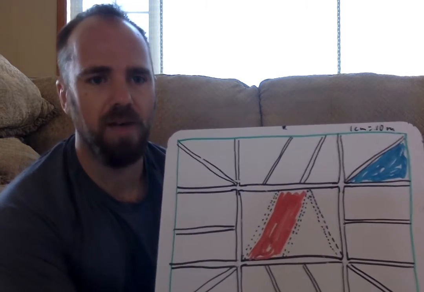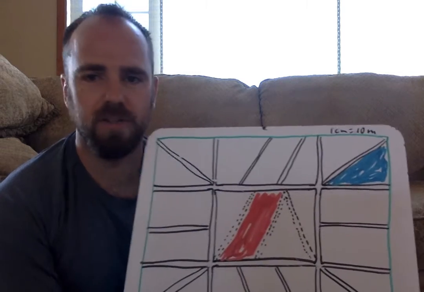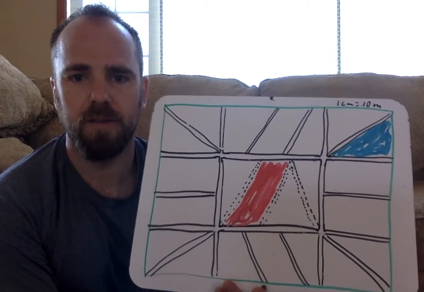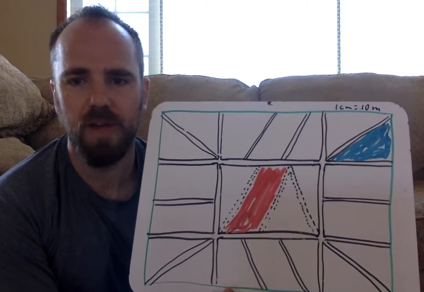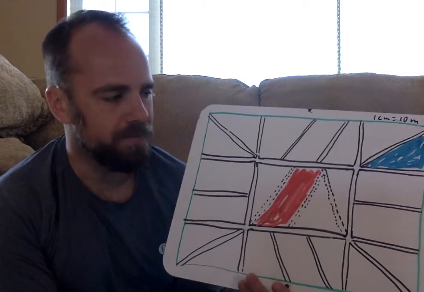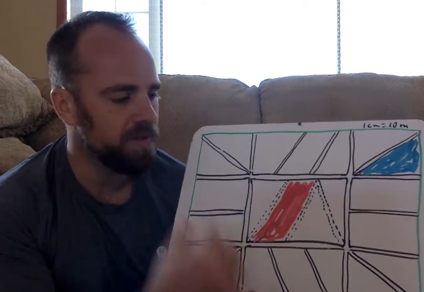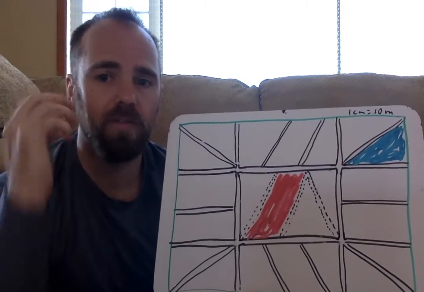Then it asks that you have a triangle somewhere. So I picked this triangle up in the top corner. It's supposed to be shaded gray, but I don't have a gray marker. So I just shaded it blue. The rest of it is going to be shaded whatever I want.